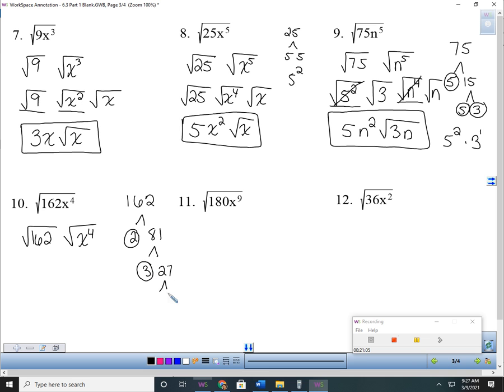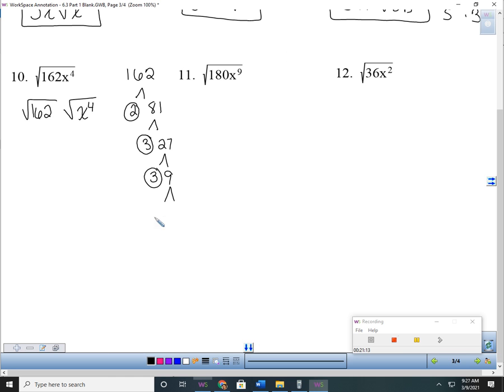3 is prime. 27 is 3 times 9. 3 is prime, and 9 is 3 times 3. All right, so I always list the ones that have the most numbers first. So 3 to the fourth, and then you have a 2 to the first.